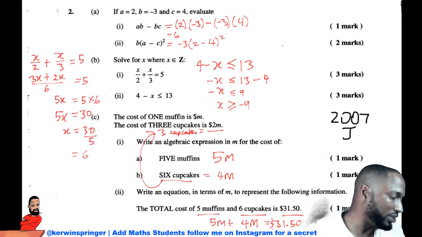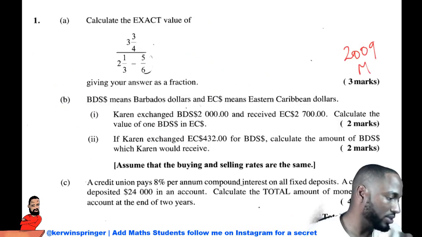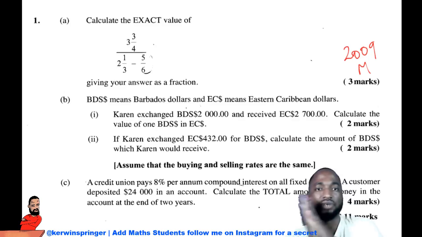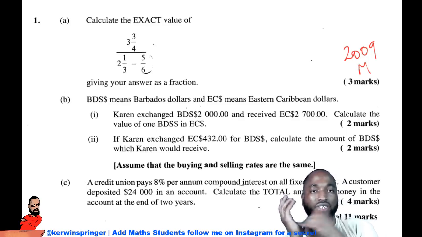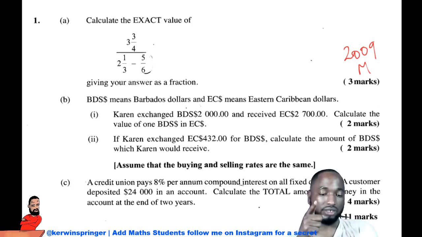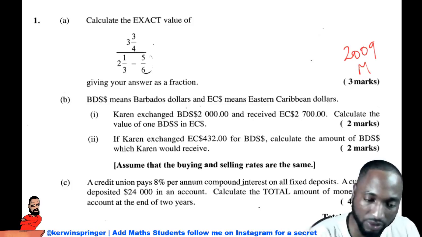I think we're ready for the next question. This is 2009 CSEC, question 1. Give me the answer for question 1 in a fraction. Once again, you could put it in a calculator directly if you have a pretty good calculator. 2009, answer for question 1.